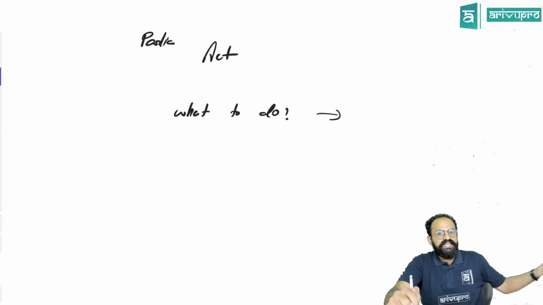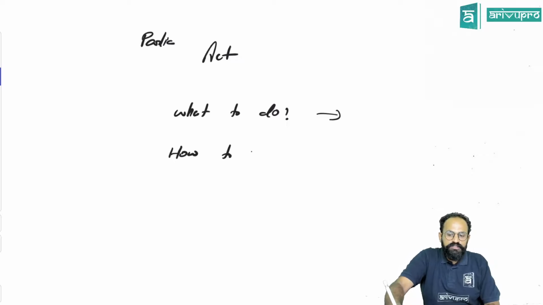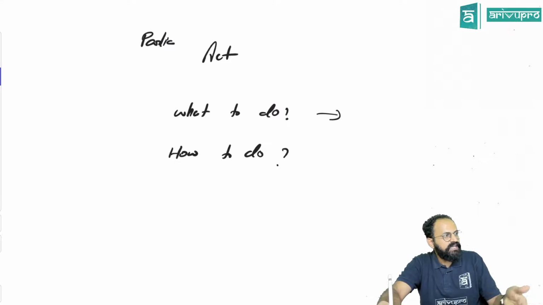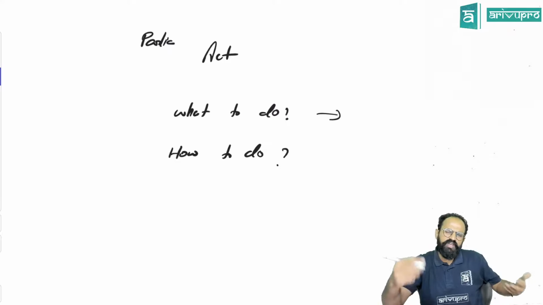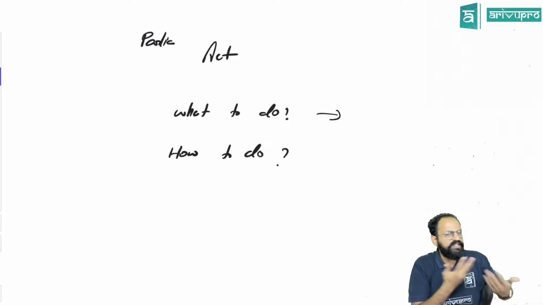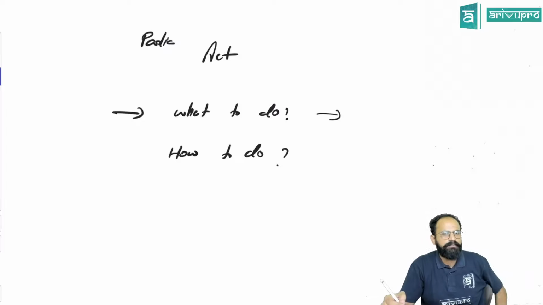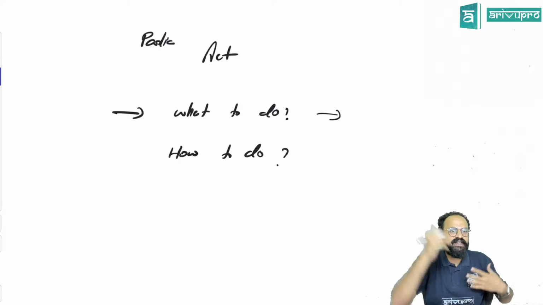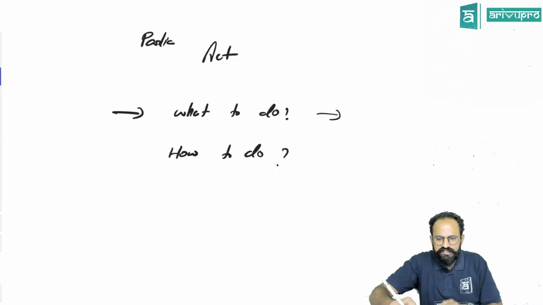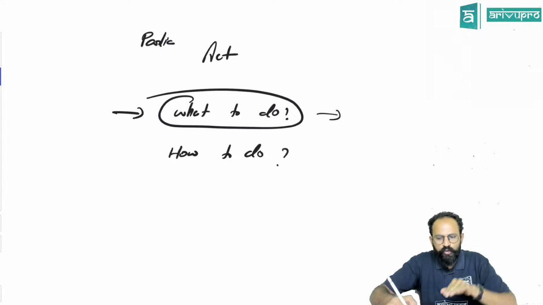Act says what to do. Rules say how to do. Rules always emphasize procedure. For example, if I want to get listed, what is a listed company? A company whose securities are listed with a stock exchange is called a listed company. If a company wants to get listed on a stock exchange, what is the procedure? What to do is listing, how to do is procedure.